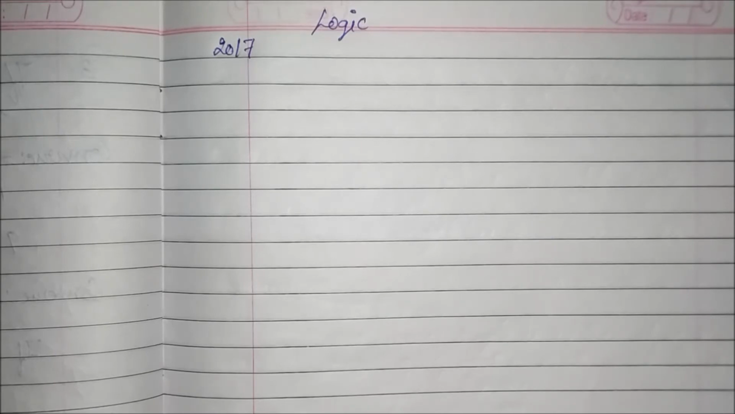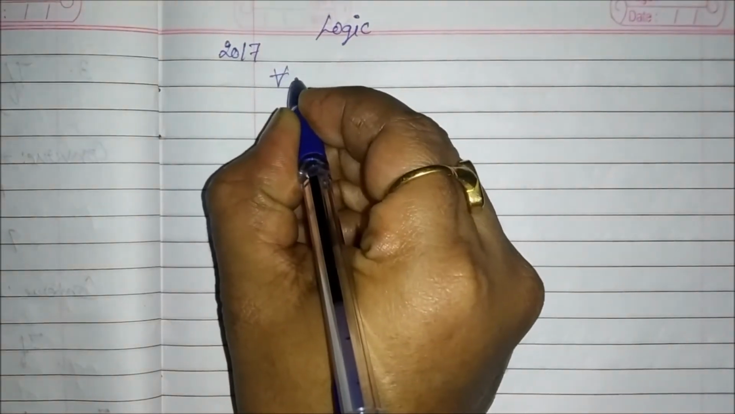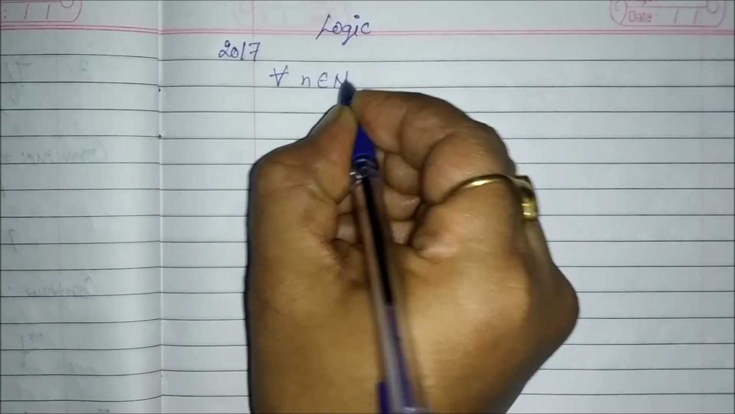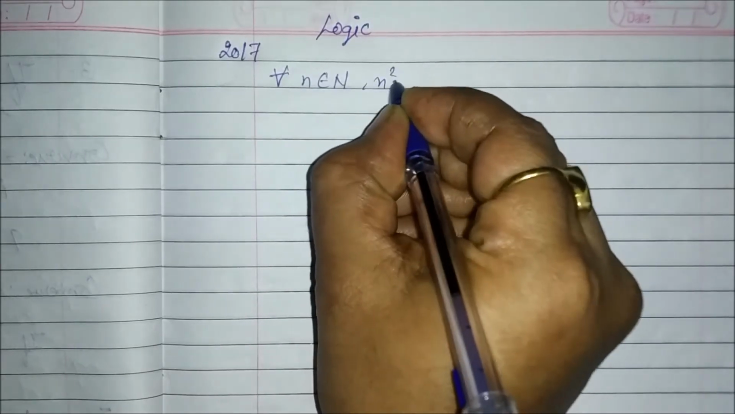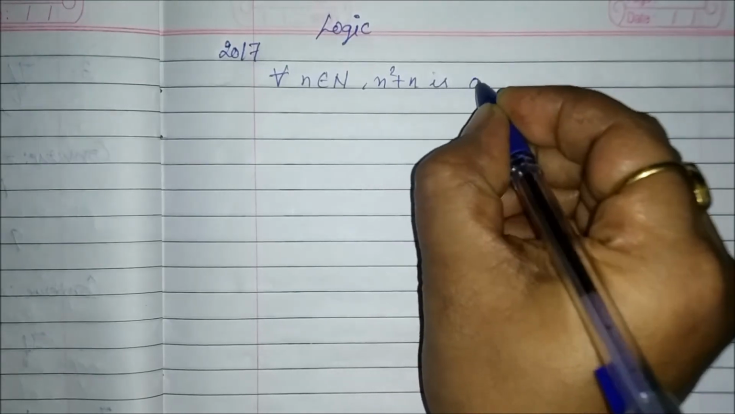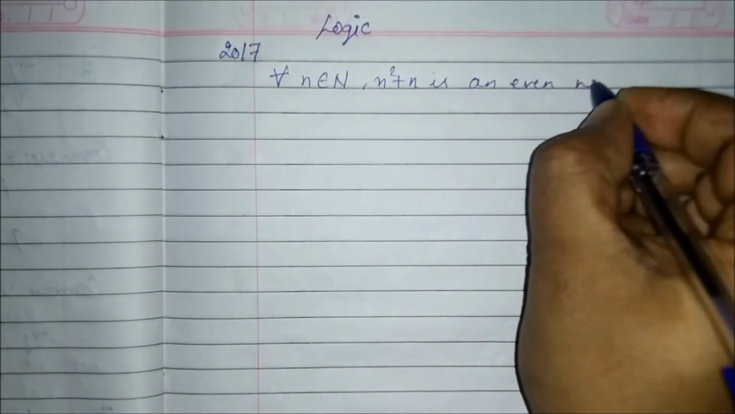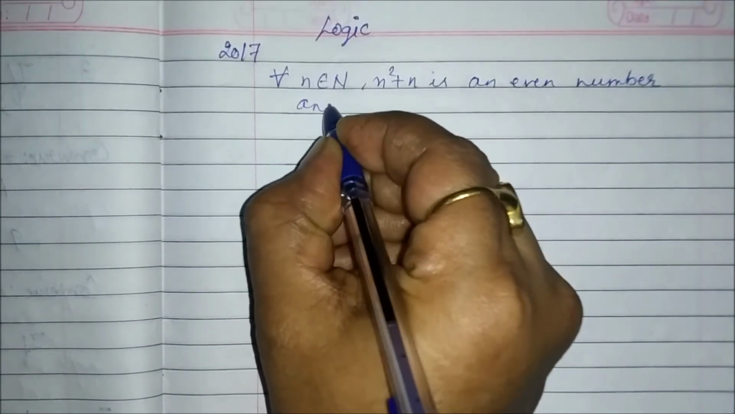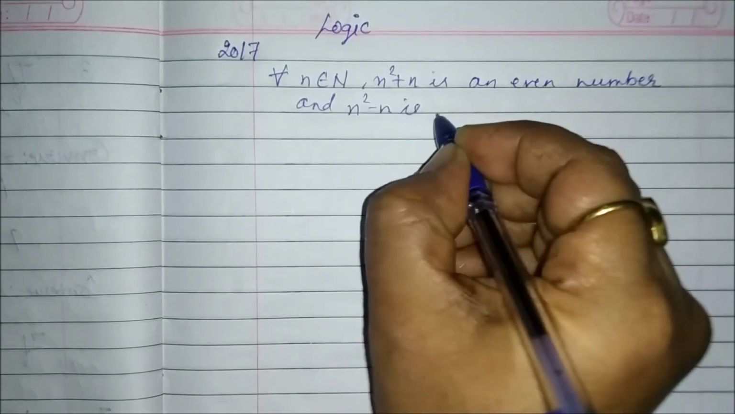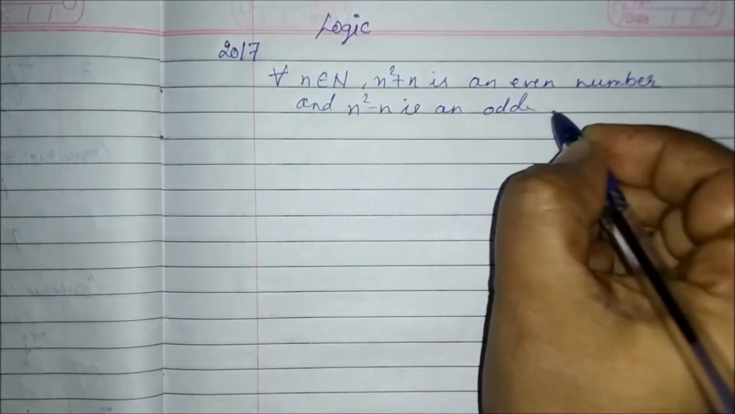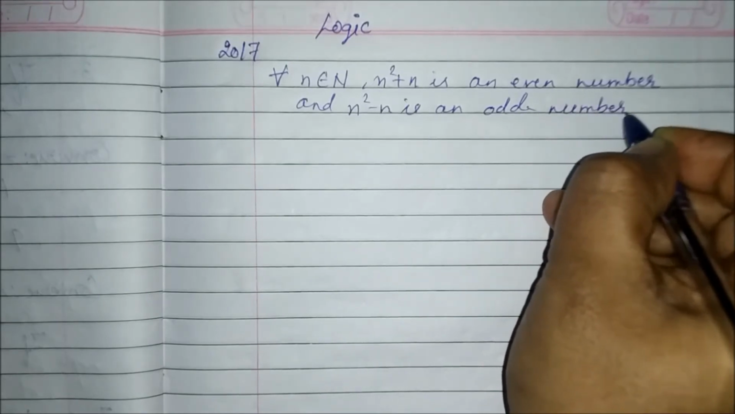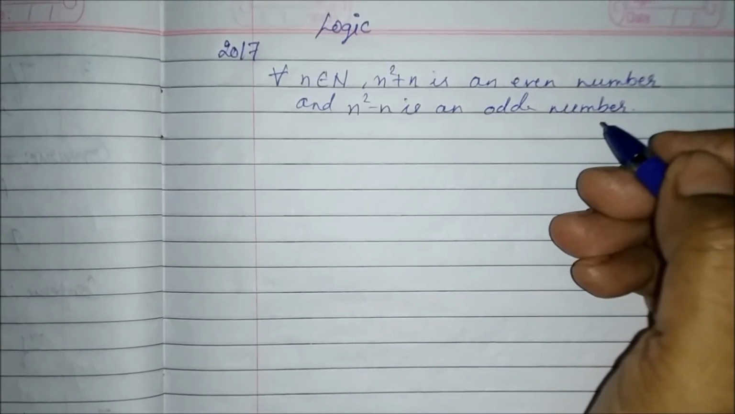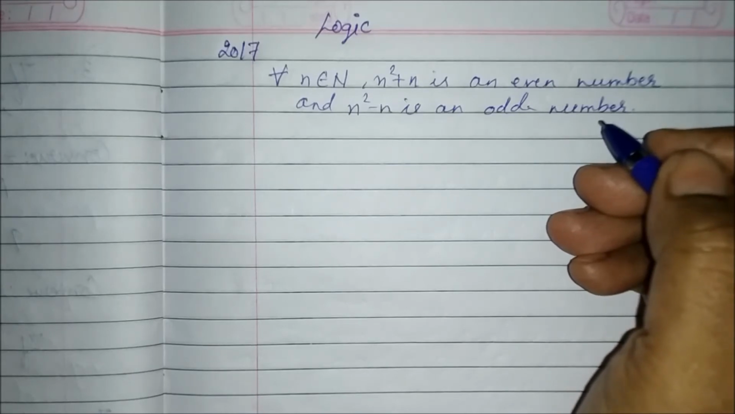First question is, write the following statement in symbolic form and find its truth value. The statement is, for every n belongs to capital N natural number, n square plus n is an even number and n square minus n is an odd number. Okay, we have to find the truth value and the symbolic form of this statement.